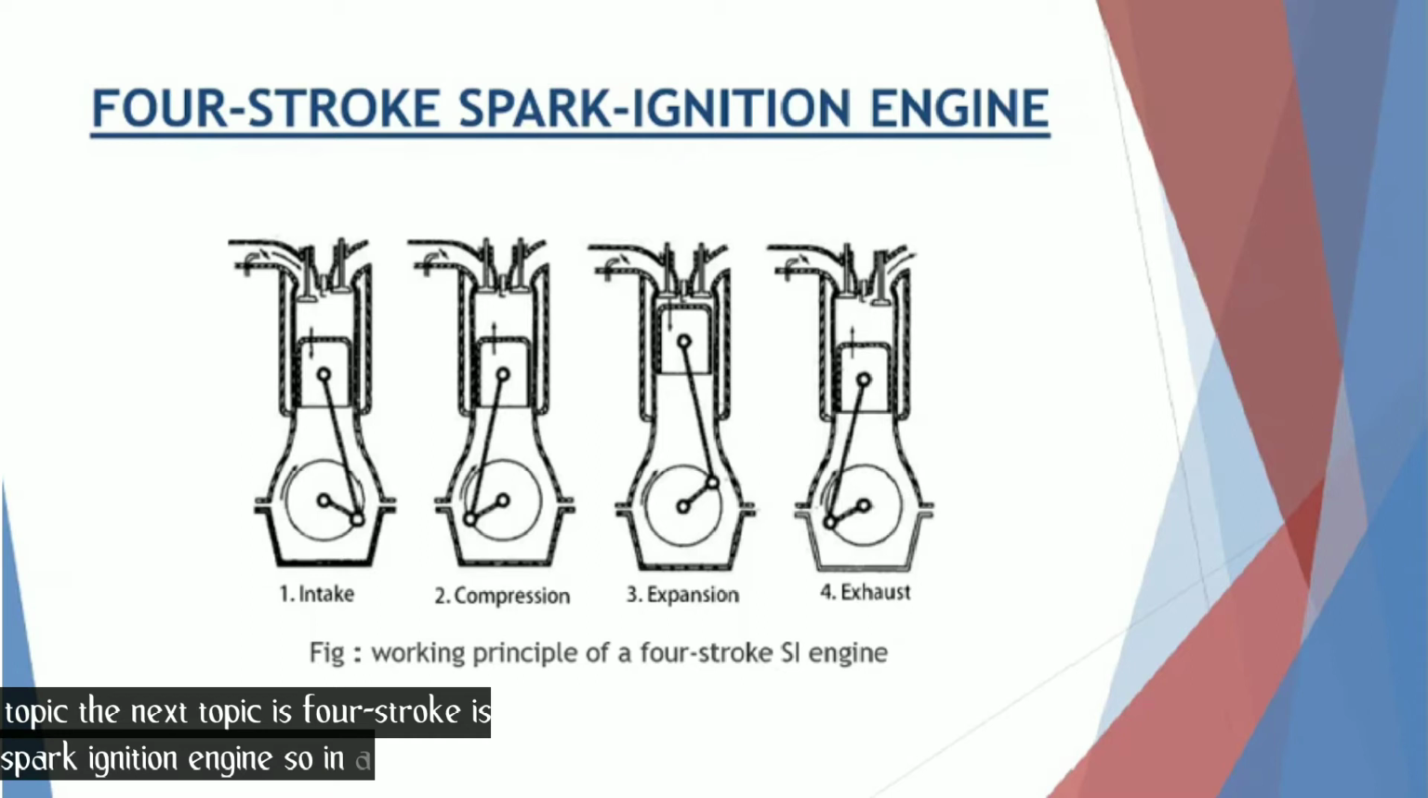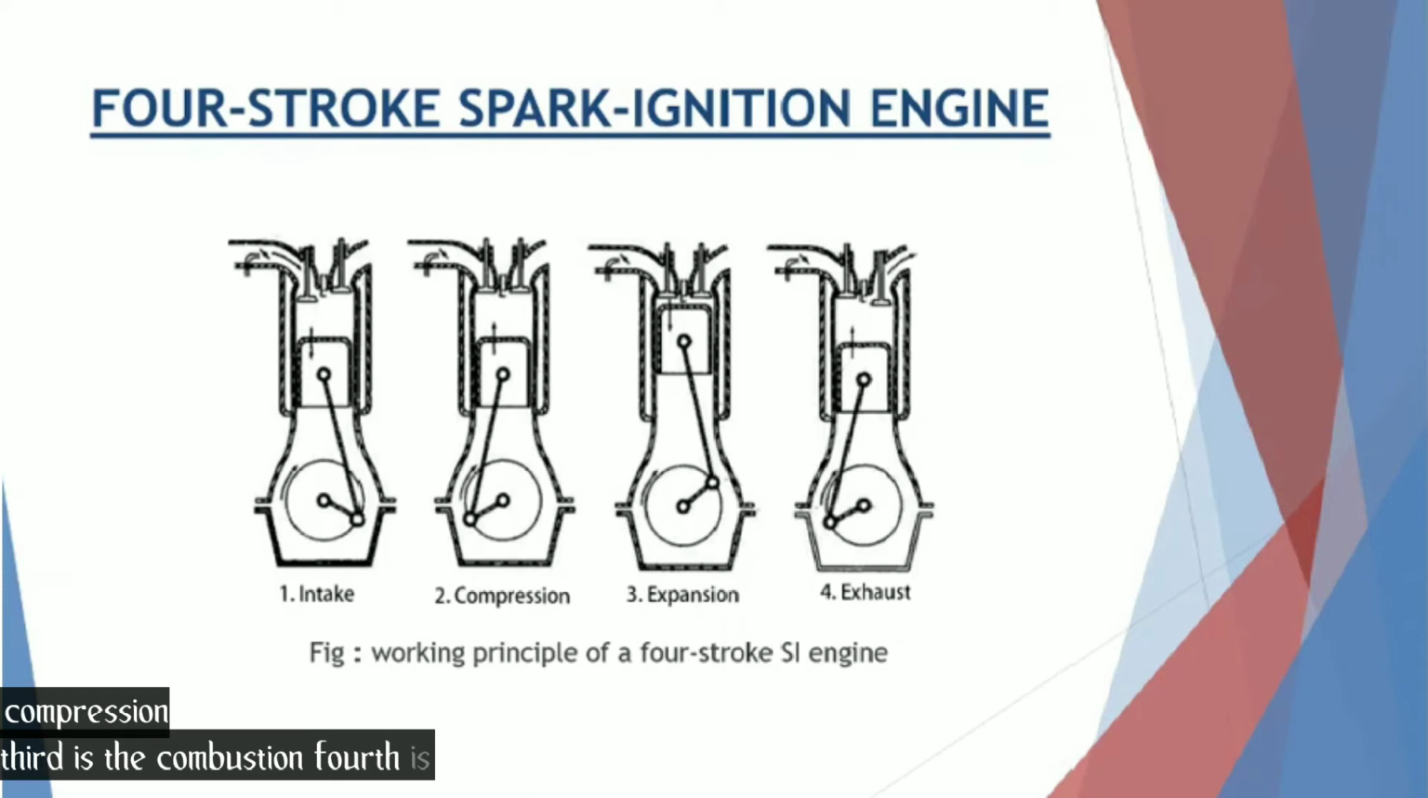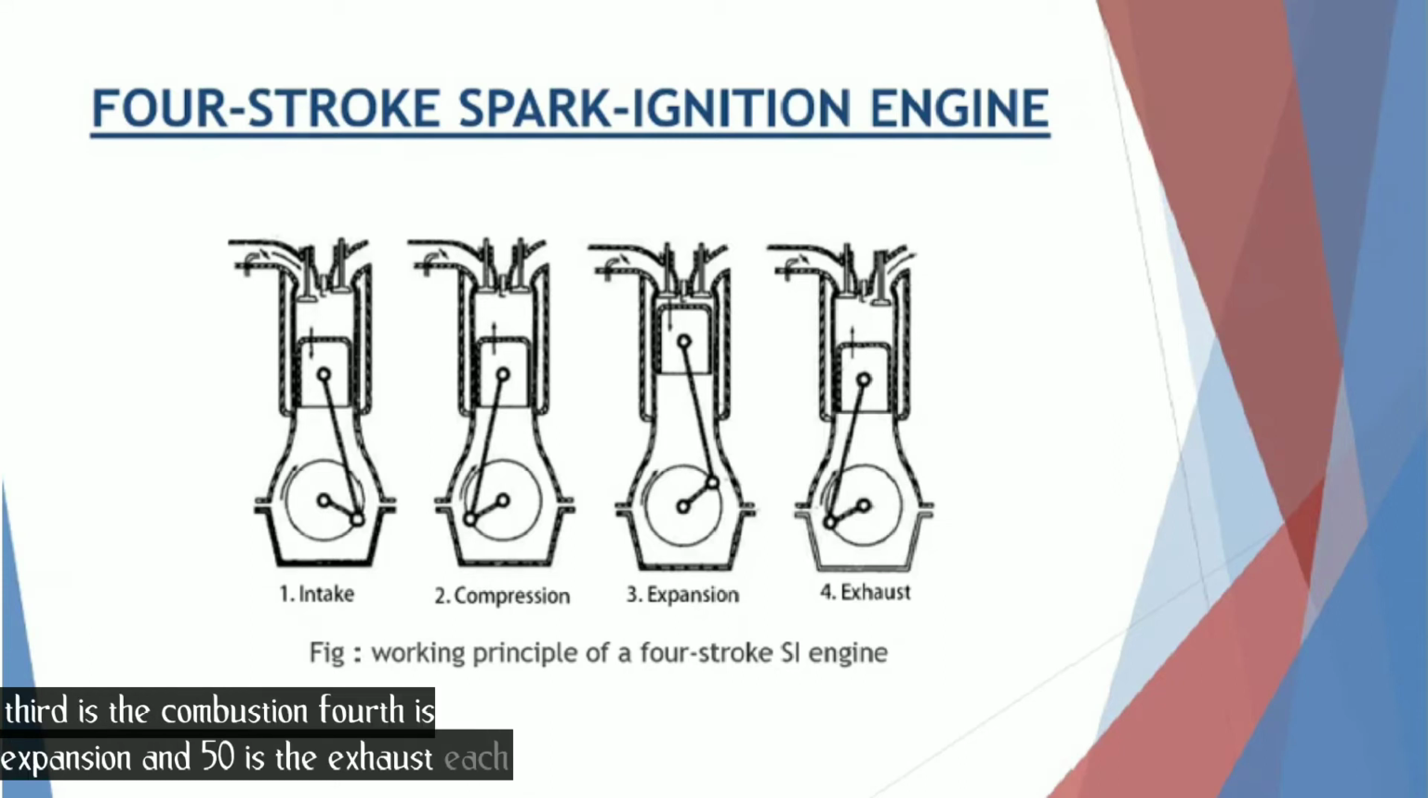In a 4-stroke engine, the cycle of operation is completed in 4 strokes of the piston, or 2 revolutions of the crankshaft. During the 4 strokes, there are 5 events to be completed. The first is suction, second is compression, third is combustion, fourth is expansion, and fifth is the exhaust. Each stroke consists of 180 degrees of crankshaft rotation, and hence the 4-stroke cycle is completed through 720 degrees of the crank rotation. The cycle of operation for an ideal 4-stroke SI engine consists of 4 strokes.